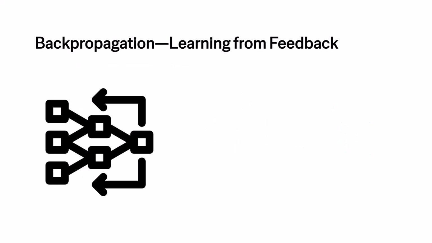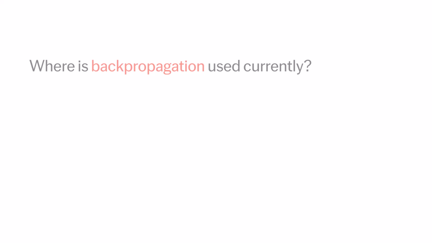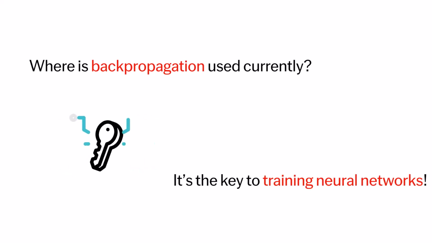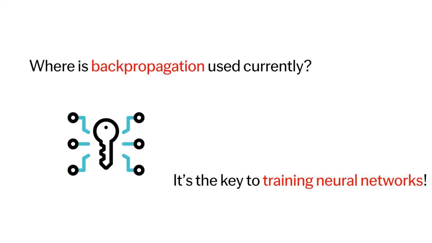In summary, backpropagation is like a feedback mechanism that helps a neural network learn from its mistakes by adjusting its internal parameters to improve future predictions. So, where is backpropagation used currently? This algorithm is key to training neural networks, and it's widely used in all sorts of real-world applications.